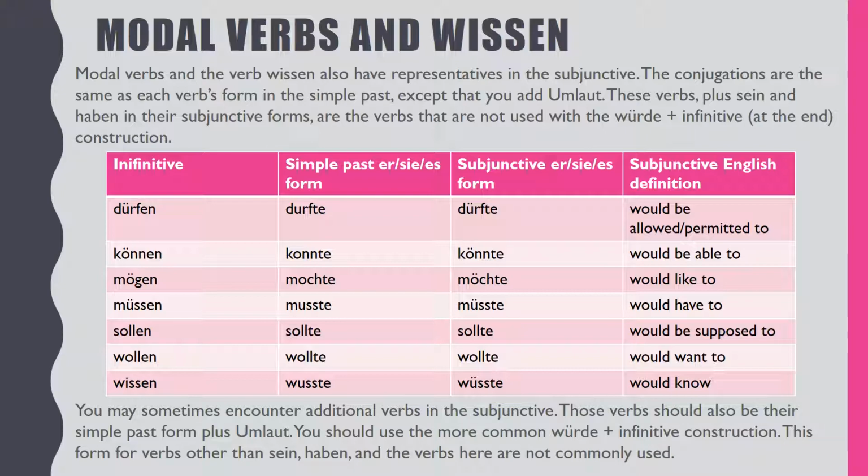You may sometimes encounter additional verbs in the subjunctive. Those verbs should also be their simple past form plus umlaut. You should use the more common würde plus infinitive construction. This form for verbs other than sein, haben, and the verbs here is not a commonly used form.